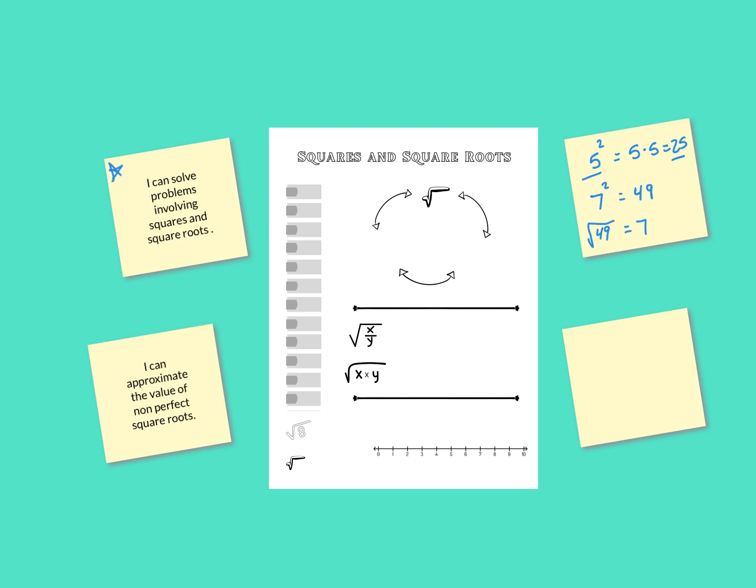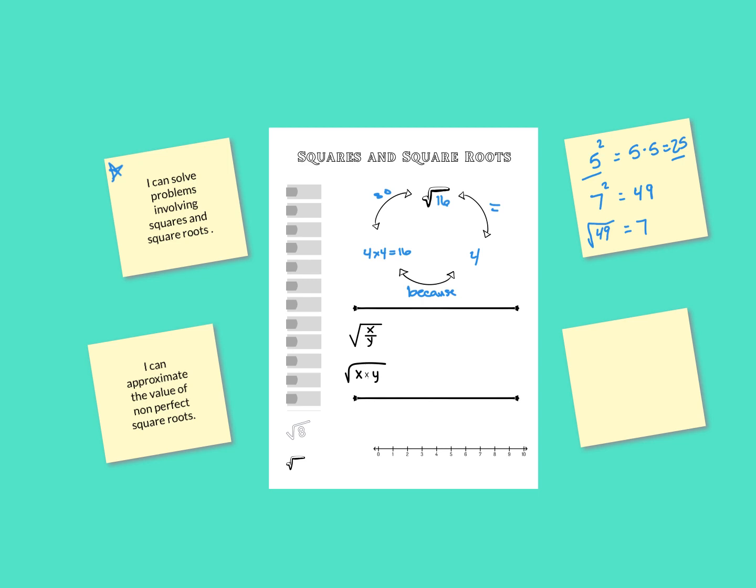Another example, if I have the square root of 16, this is going to equal 4. And that is because 4 times itself is how we get 16. So the square root of 16 is 4.